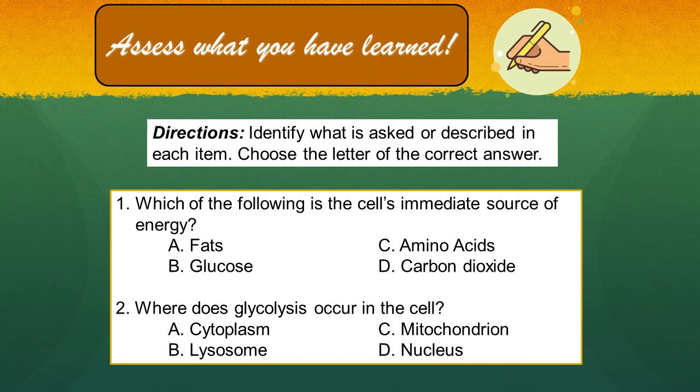Directions: identify what is asked or described in each item. Choose the letter of the correct answer and write it in your activity notebook. Number 1. Which of the following is the cell's immediate source of energy? A. Fats, B. Glucose, C. Amino acids, D. Carbon dioxide. Number 2. Where does glycolysis occur in the cell? A. Cytoplasm, B. Lysosome, C. Mitochondrion, D. Nucleus.